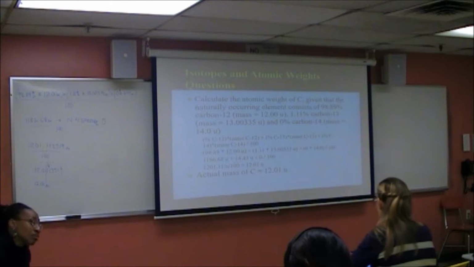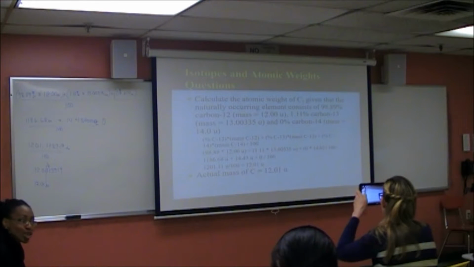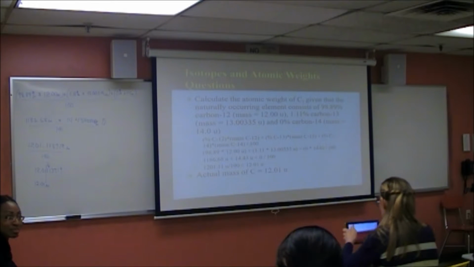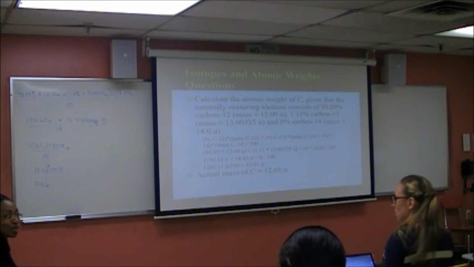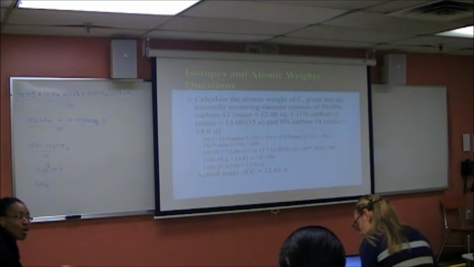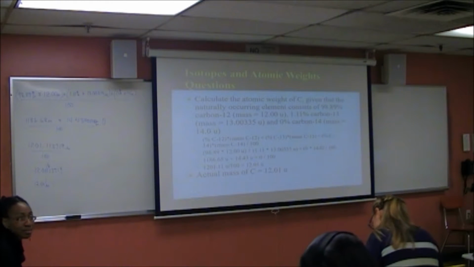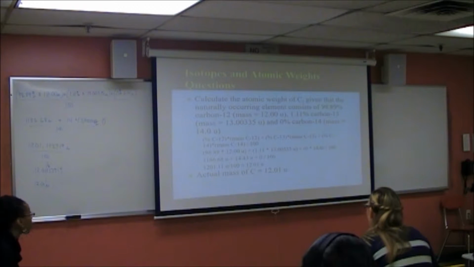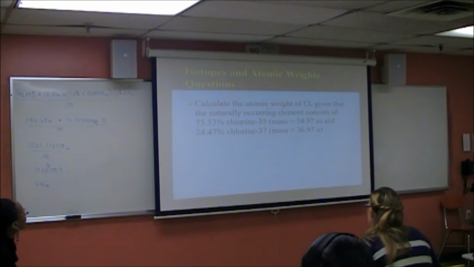12.01. So again, you don't need the periodic table to calculate your atomic mass. All you need is the abundance. Alright? So let's try another one.